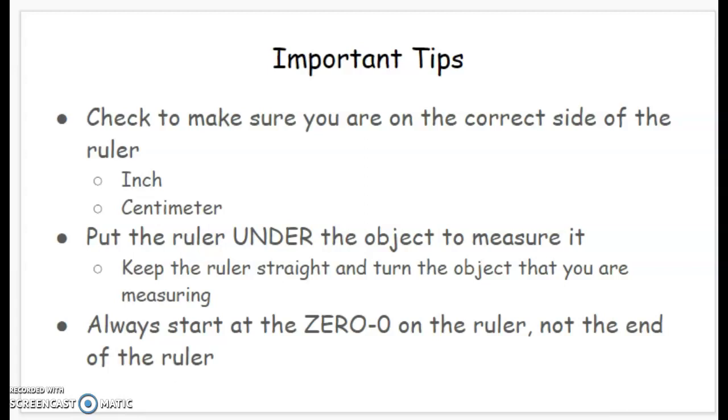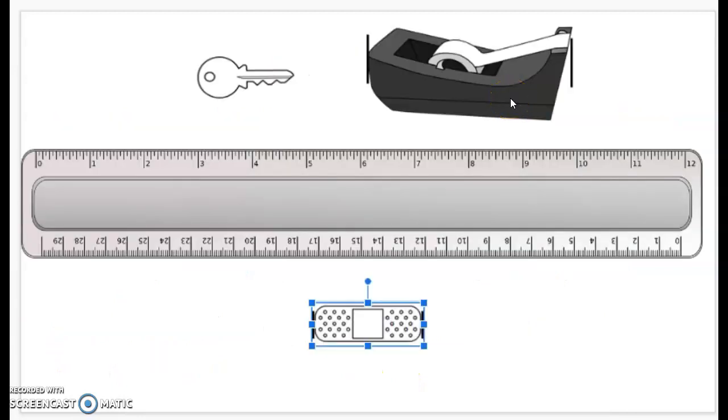So if I have a marker in front of me, instead of trying to make my ruler go sideways to measure, you want to keep your ruler in front of you and put the marker on top of it to measure it. And the last tip, the one I said a few times, always start at the 0 on the ruler, not at the end of the ruler. All right, so let's get measuring.